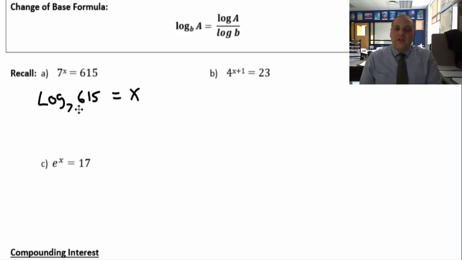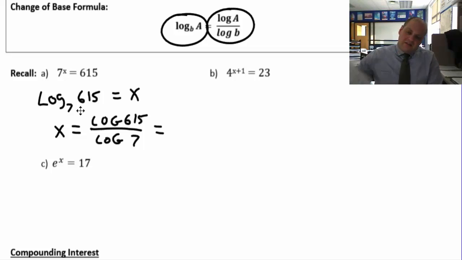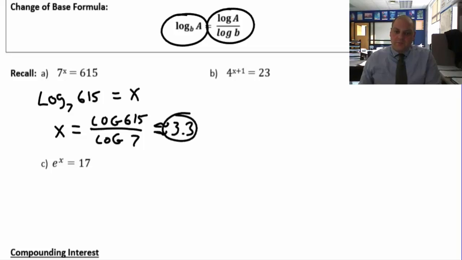That's log form. Now I can use my change of base formula. Once I have log form, I can do this. So x is going to equal log 615 divided by log 7. Write it in your calculator. Log 615 divided by log 7. And I did it ahead of time just to save time. It comes out to be approximately 3.3.